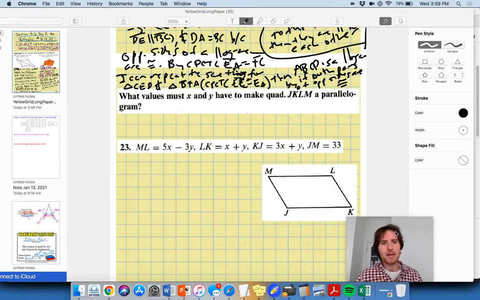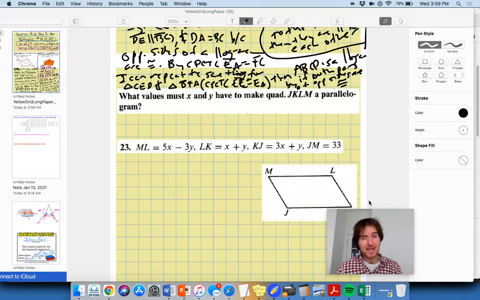It says here, what values must x and y be to make quadrilateral JKLM a parallelogram? You have maybe 3 problems like this towards the end. This is number 23. A little algebra problem, but you've got to be able to solve equations, and you also need to know the geometric properties of a quadrilateral or parallelogram that would have to get applied here in order to set up and solve an equation. Okay, we want to make this a parallelogram.